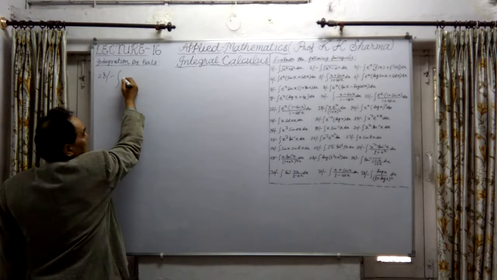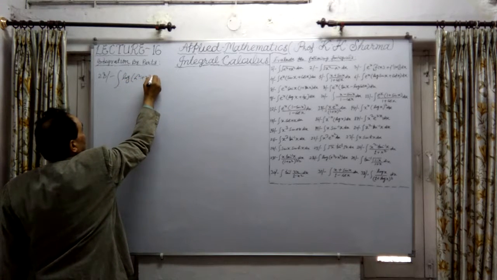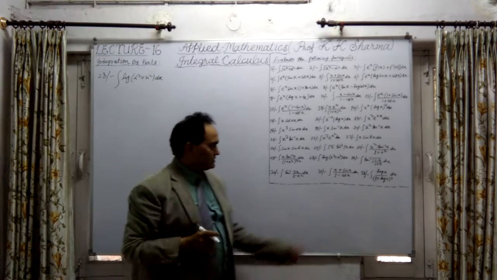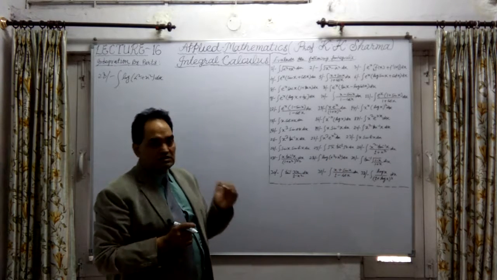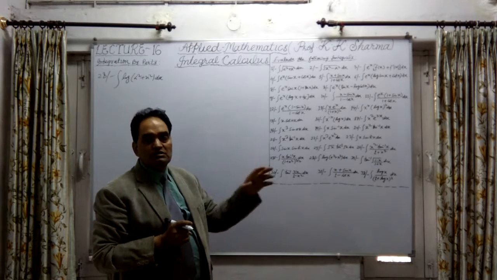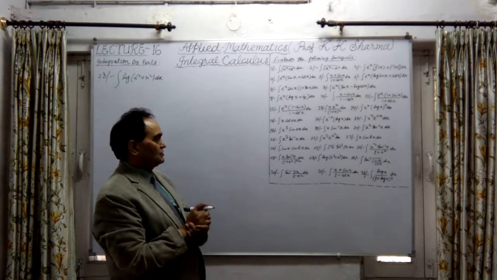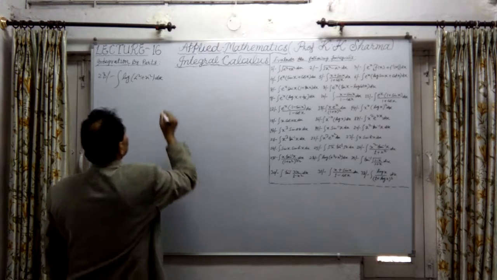This is log of a square plus x square into dx. Okay, so in this case we can consider this logarithm function as the first function, and 1, let me consider in multiplication of this, as the second function.